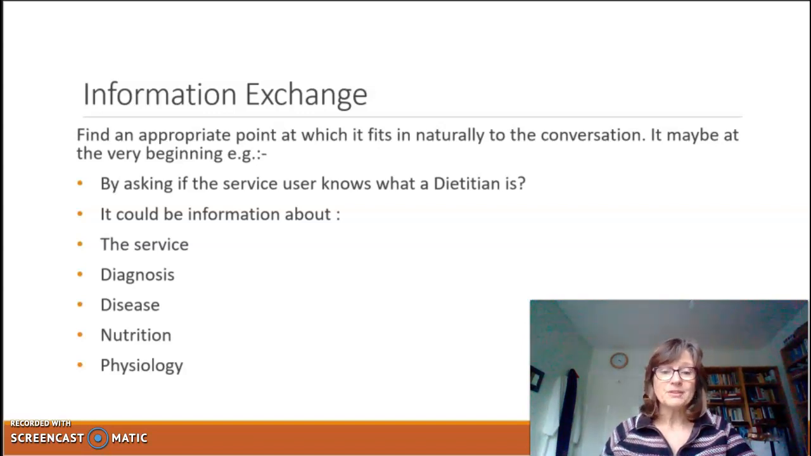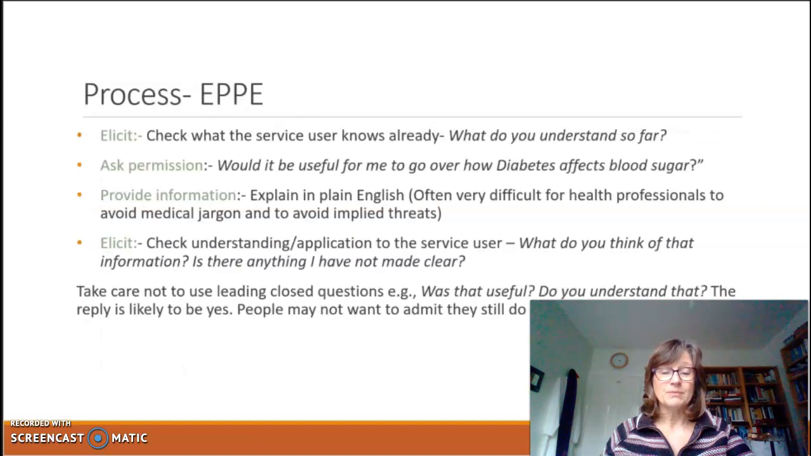So we have a process that we can go through which deals with these situations extremely well. The process is known as EPPE. So firstly, we're going to elicit. We're going to find out what that service user already knows about that particular thing. So what do they understand so far? Tell me, what do you understand about the role of a dietitian? So we're trying to find out what they know.